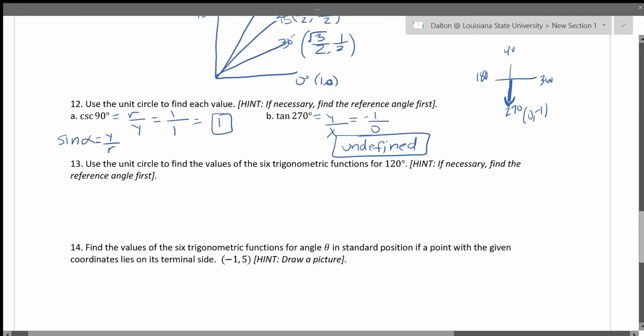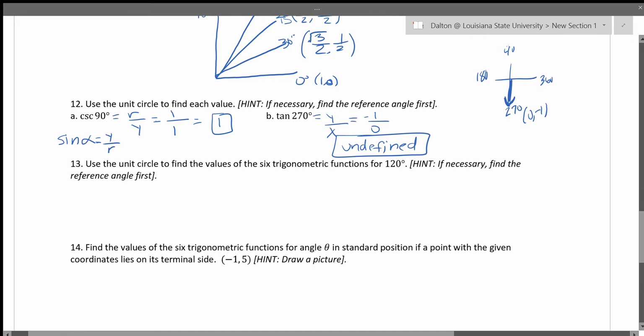For number 13, it says use the unit circle to find the values of the 6 trig functions of 120 degrees. Hint, if necessary, find the reference angle first. So I need either SOHCAHTOA, so I either need to draw a triangle, or I need to know what my x's and my y's are, and obviously the radius in the unit circle is 1. So I need to know what the x's and the y's are for 120 degrees.